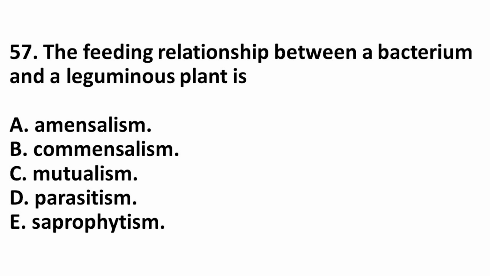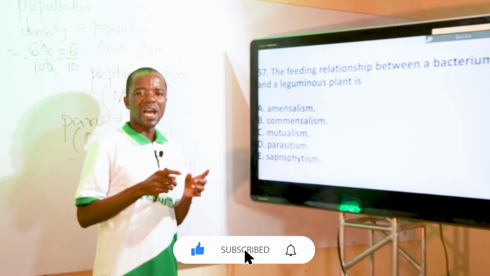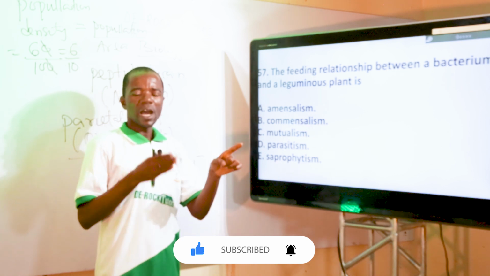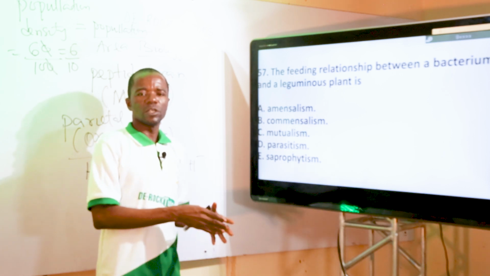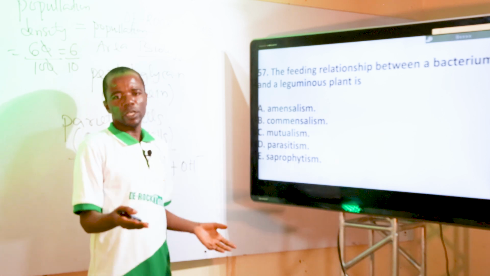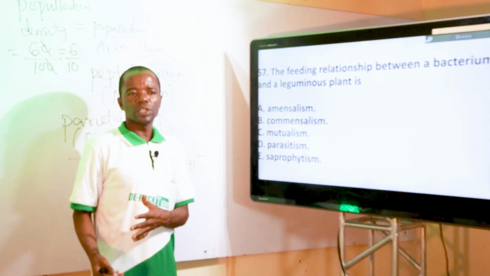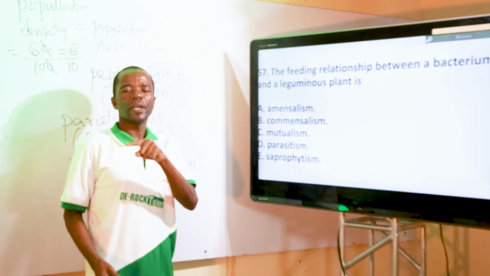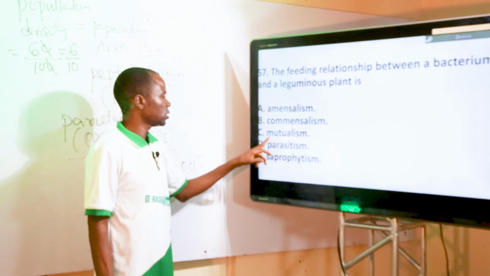Another example of mutualism is the relationship between a fungus and an alga. We refer to it as lichen. Algae and a fungus form a symbiotic or mutualistic association in lichen. Not only that, mycorrhiza is another symbiotic association between a fungus and a flowering plant. So once again, the correct answer for number 57 is C.